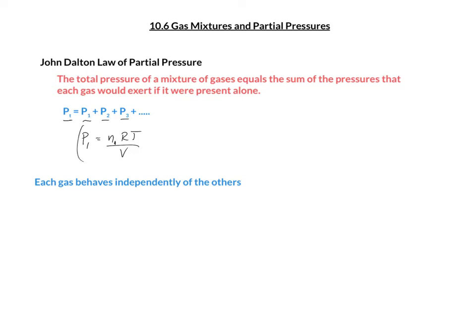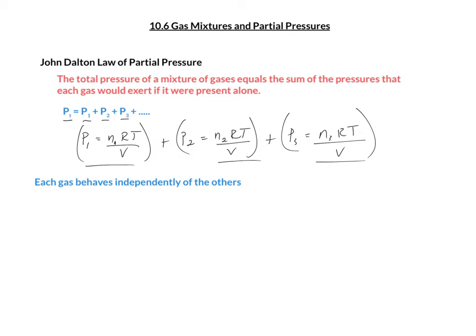So you could do this: P1 plus P2 plus P3 would be n1 RT over V, plus n2 RT over V, plus n3 RT over V. So all that really changes here is the number of moles of each gas. They could be different from one another. Okay, so each gas we can treat independently. They all behave independently from the others.